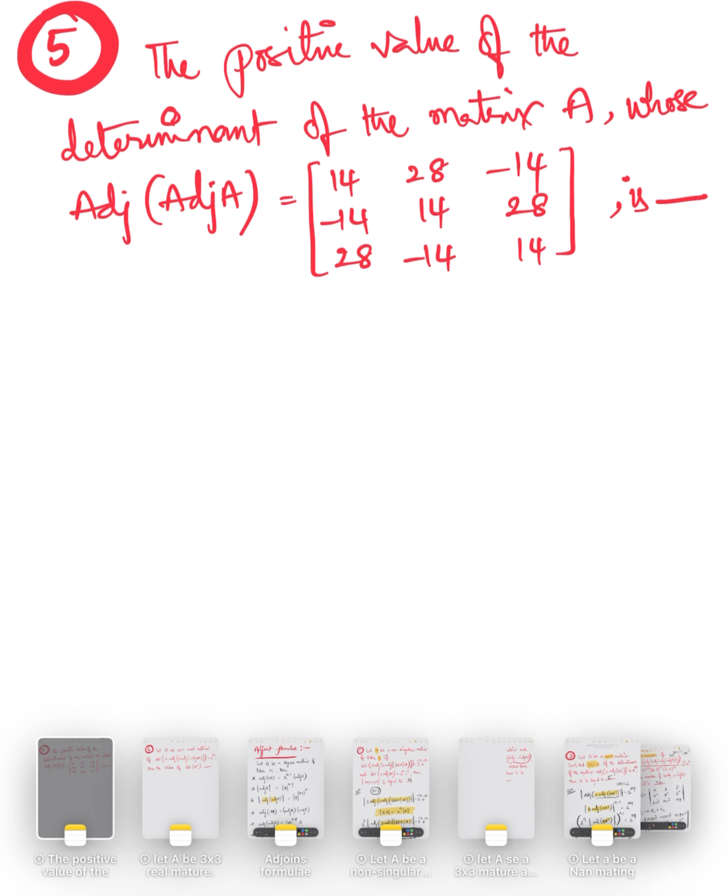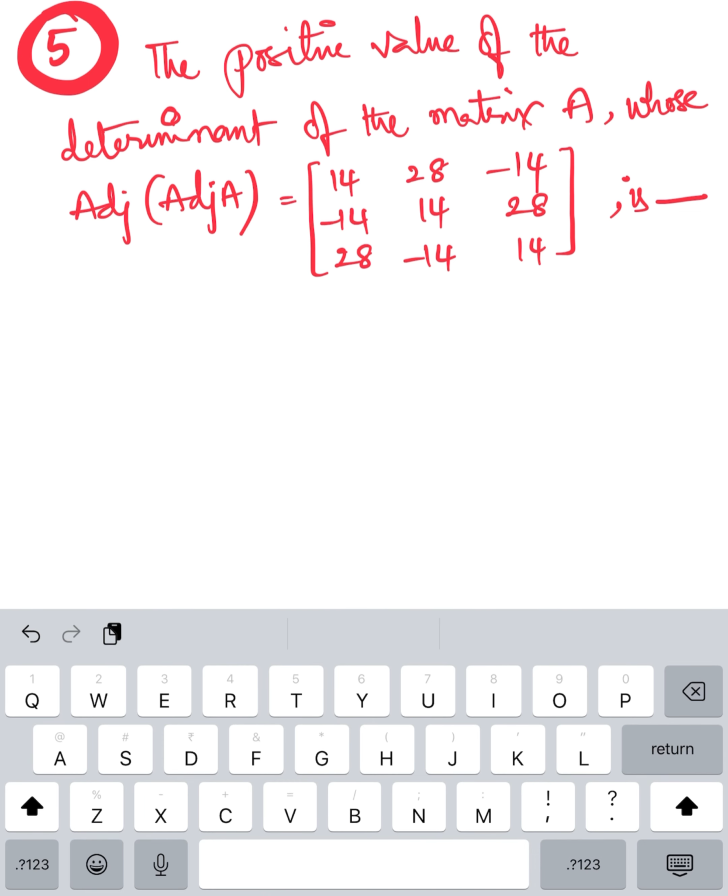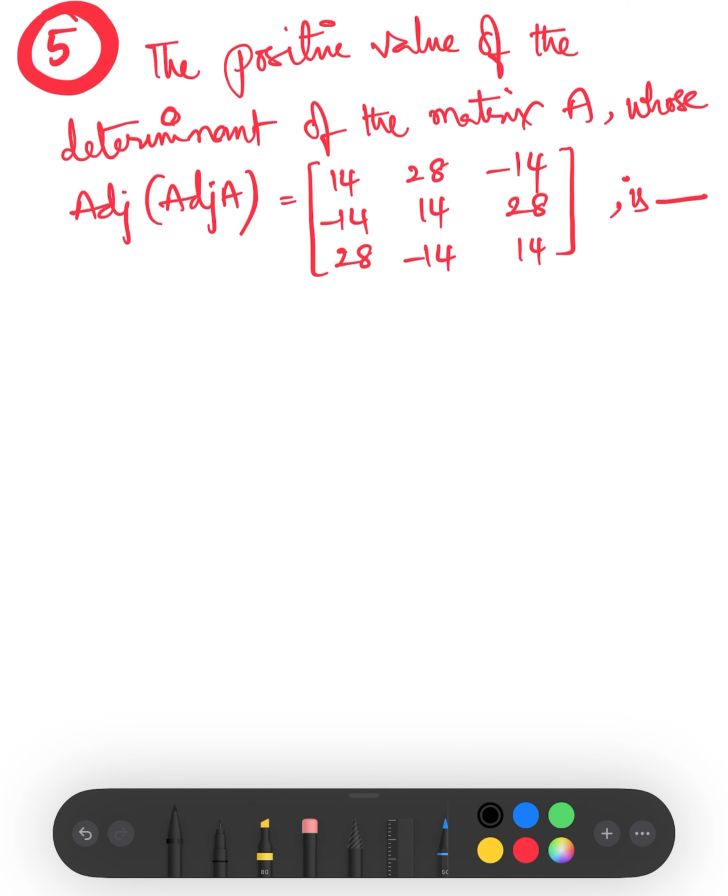Coming to the next question. The positive value of the determinant of the matrix A whose adjoint of adjoint A is given. Anyway, that is a matrix, and we want the positive value of the determinant of the matrix A. Simply they want det A, which is the positive value. Now coming to the solution.